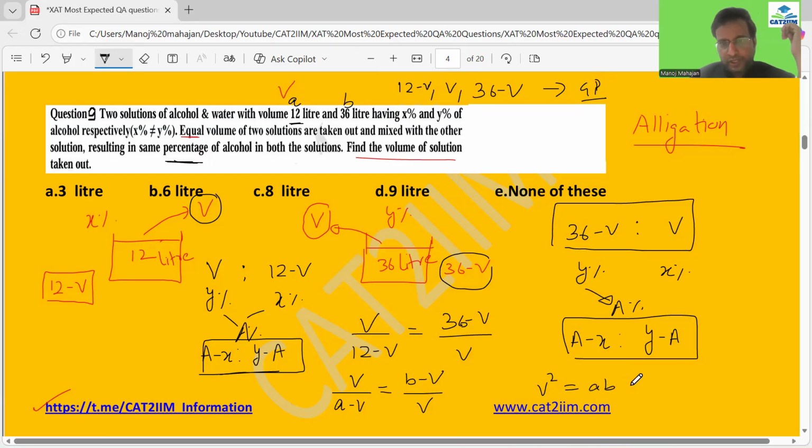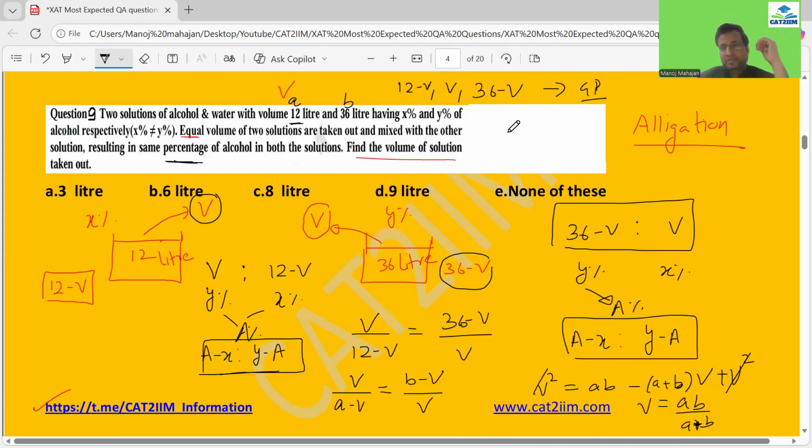This is what A into B minus A plus B into V plus B. So you won't be getting a quadratic, right? So what do I get? V over here is nothing but A into B upon A plus B. So this is a trick shortcut where a lot of students do apply also.